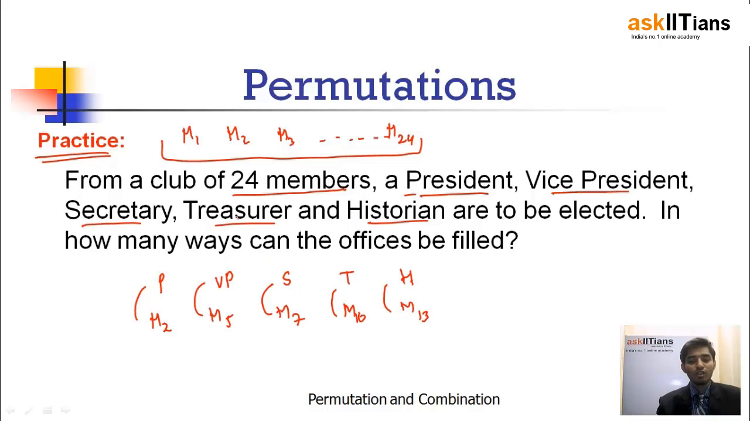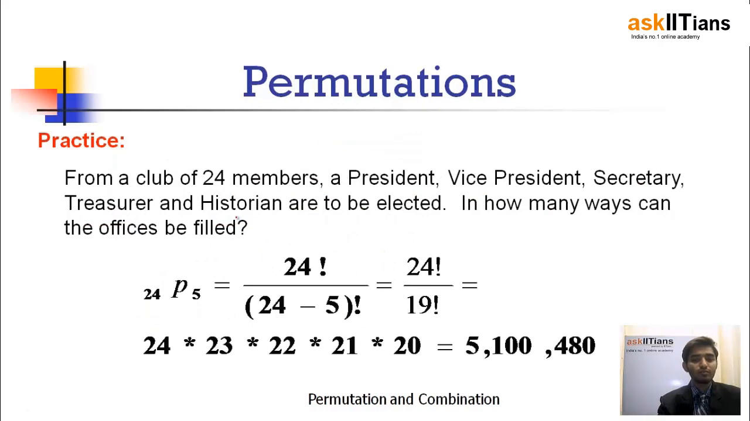So what will be the total number of ways? If arrangement is important, then we will use permutations. So the total number of ways in which this can be done will be 24P5. So 24P5 we can find out by using the formula, that is 24 factorial divided by (24 minus 5) factorial, which again will be equal to 24 factorial by 19 factorial, and you can find out the value of this. So this is all about permutations and counting the number of arrangements by using the formula nPr.